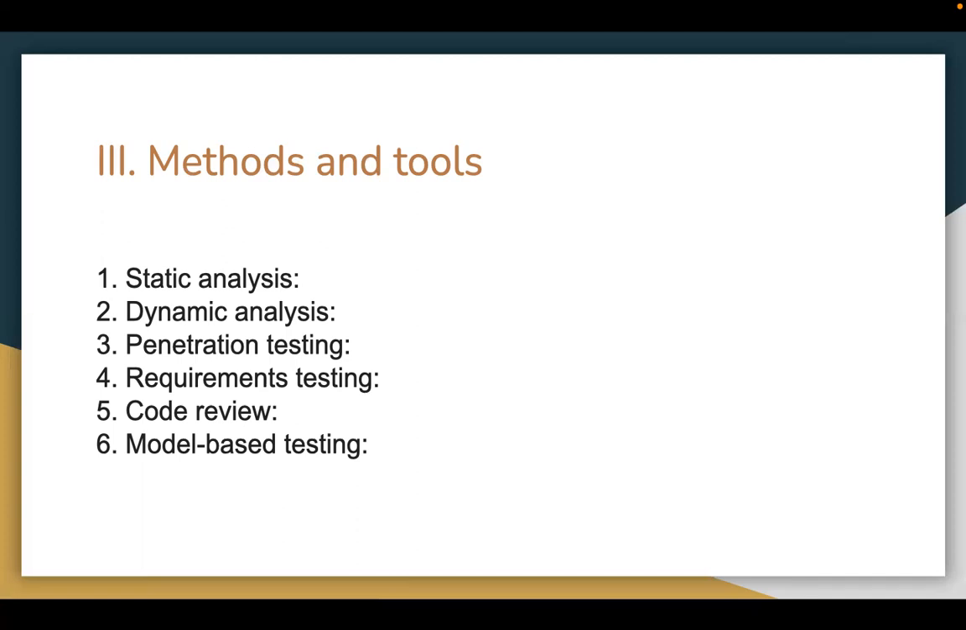My next method and tools is code review. Code review involves reviewing the source code of the software to identify potential issues or vulnerabilities. Tools that can be used for code review include Crucible, Code Collaborator, and Review Board.